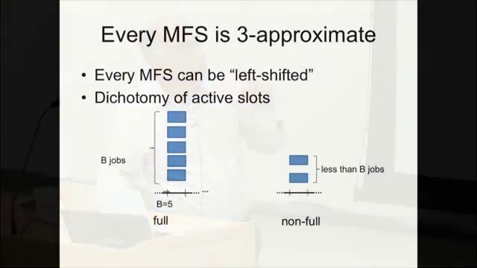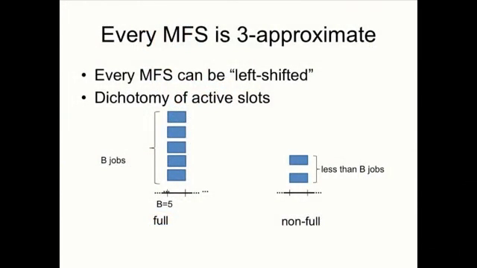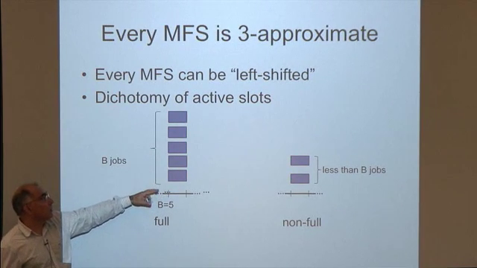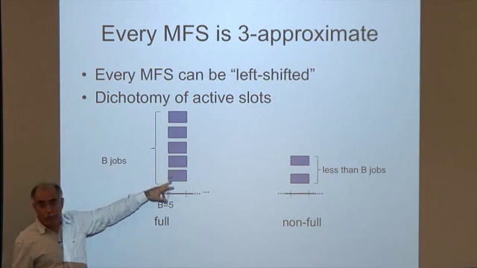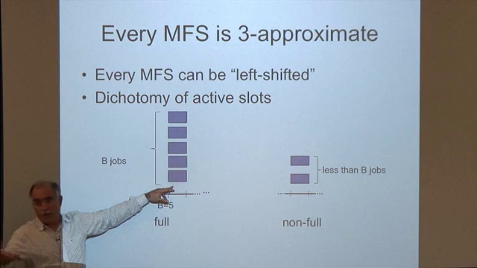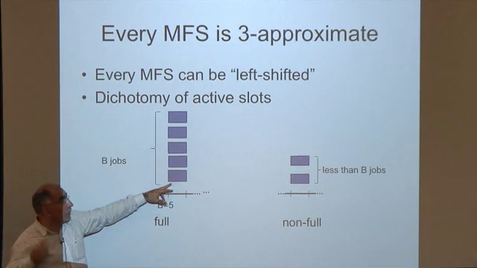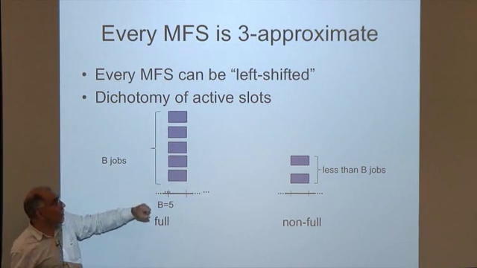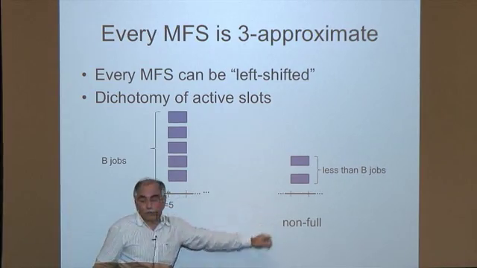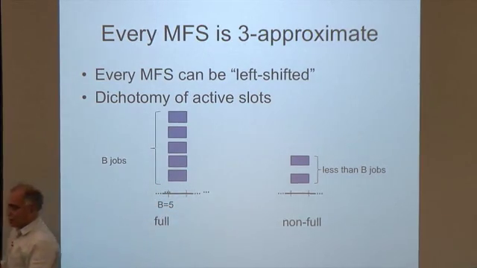So let me forget this left shifting part. I'm not going to have time to discuss it. It's not really that crucial. But once we find a schedule in the end, how are we going to analyze it? There are some time slots in which I'm actually doing B jobs, right? So we found a schedule by this naive algorithm. There are some time slots for which we are doing B jobs, and there are some time slots which we call non-full slots where we're doing less than B jobs.